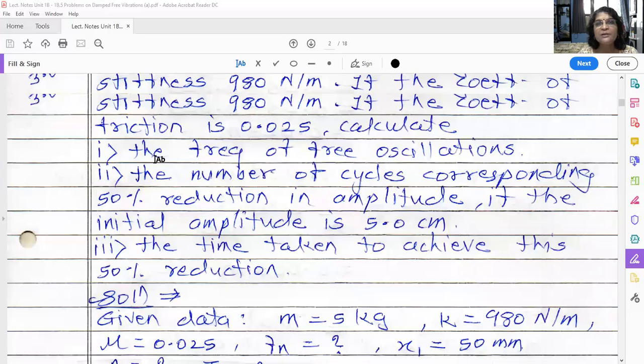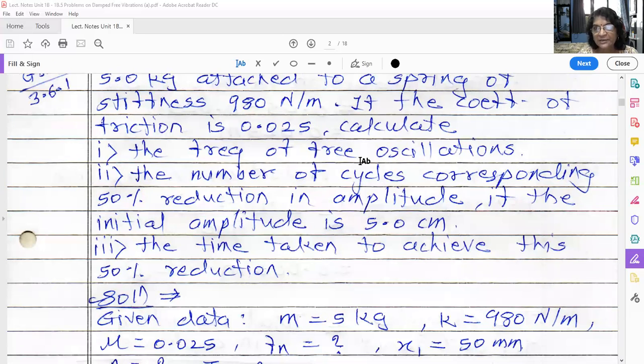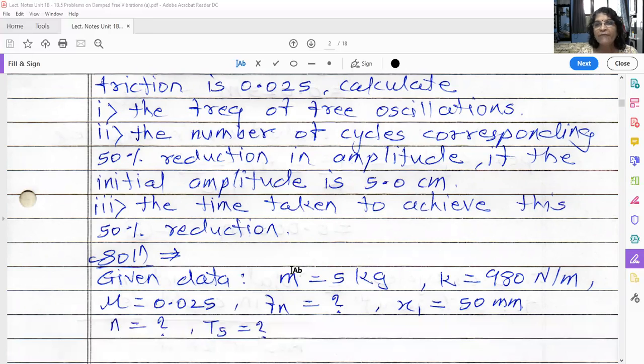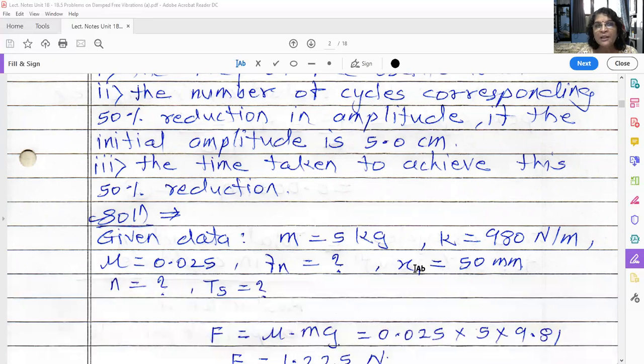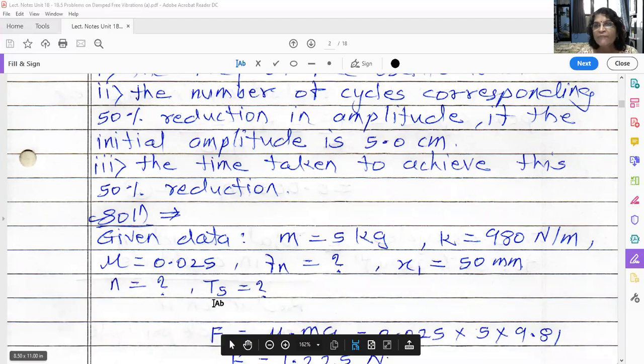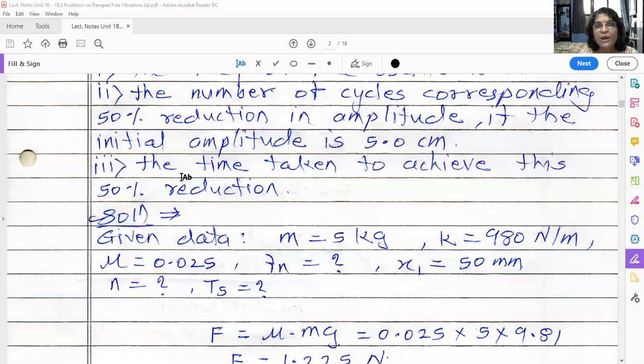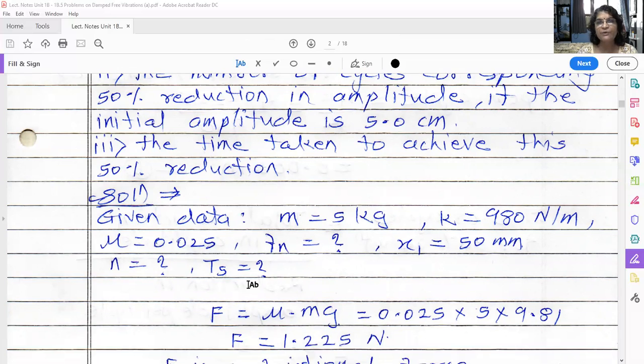What do we want to calculate? The frequency of free oscillations, that is Fn. Then the number of cycles corresponding to the 50% reduction in amplitude if the initial amplitude is 5 centimeter. So Fn is equal to question mark, then number of cycles is question mark, and what is given? Initial amplitude is given as 50 mm, that is 5 centimeter. And then we also have to decide the time taken to achieve this 50% reduction, that means capital T5 we have to determine.